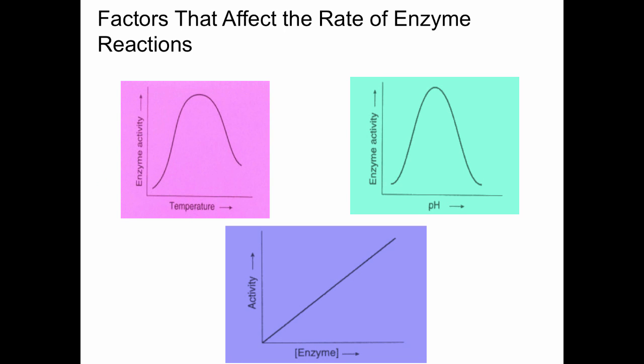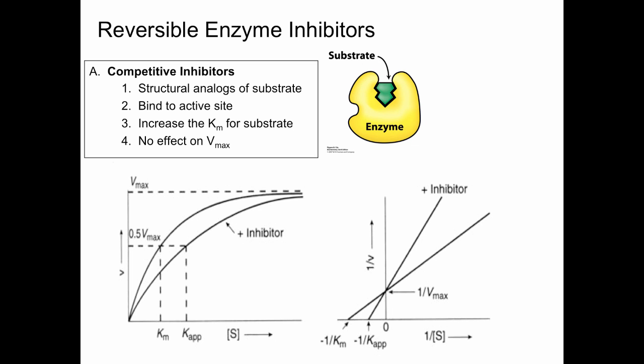So there are some other factors that can affect the enzyme activity. These include temperature, pH, and the concentration of the enzyme. Now let's move on to enzyme inhibitors. So there are 3 different types of enzyme inhibitors that I'm going to talk about. Reversible enzyme inhibitors, which include competitive and non-competitive inhibitors, and irreversible, also known as suicide inhibitors.